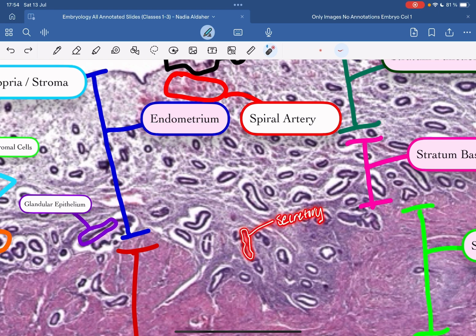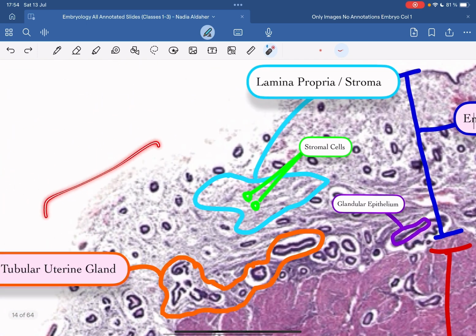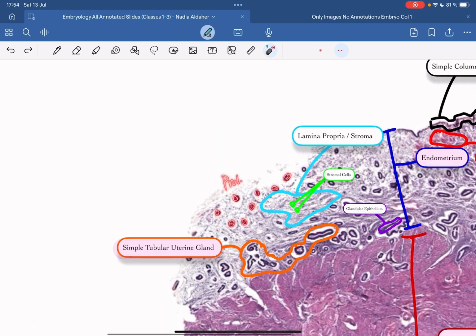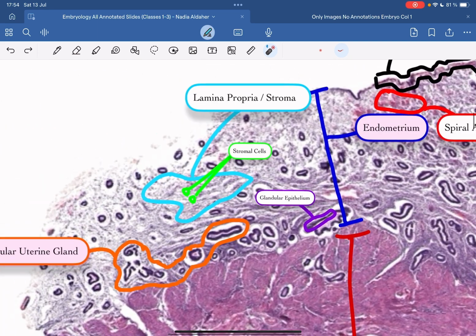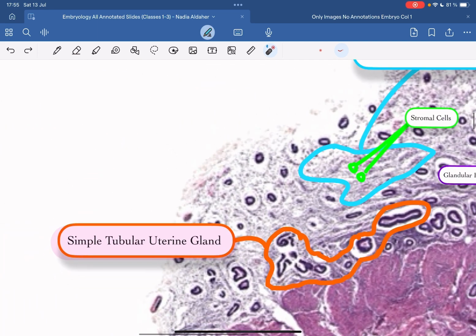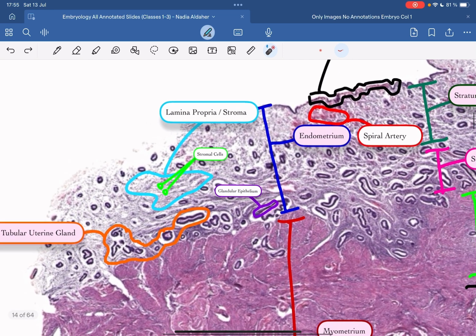But in fact, this might be just the beginning, or a rest product of the secretory phase. We are much more interested in the glands towards the top, or stratum functionale, in order to determine what sort of phase this is, and this is very characteristic of a proliferation phase, right? Okay, that was that. The glands are called the uterine glands. You can write this out like so as well.